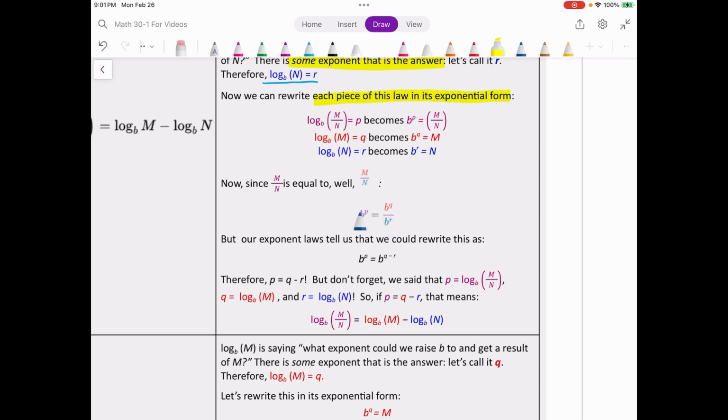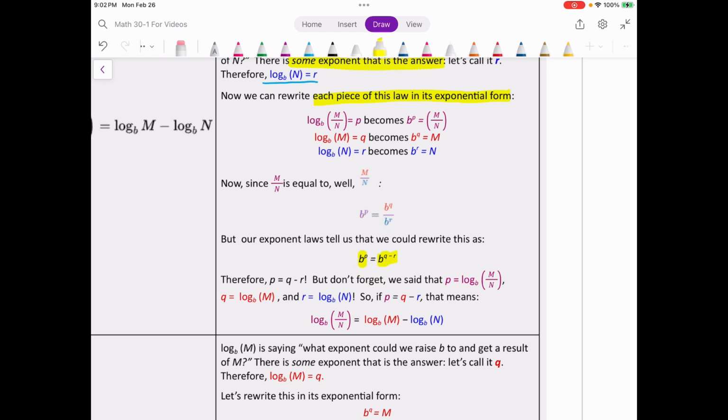So we can say that b to the power of p is just equal to b to the power of q over b to the power of r. But our exponent laws, what do they tell us we can do with this? They tell us we can subtract, right? See where this is headed? So our exponent laws tell us that we could rewrite this as b to the power of p being equal to b to the power of q minus r, just rewriting this using the exponent laws.